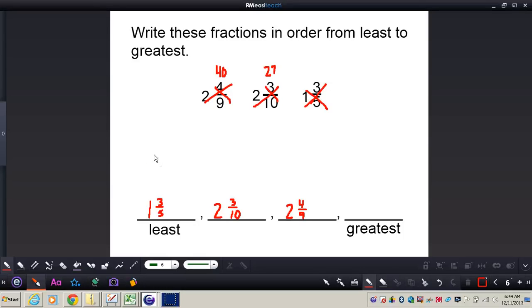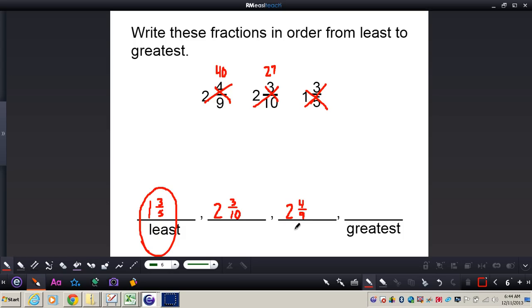Okay, so here are the answers for this final problem. We have 1 3/5. We knew that one right away because it had a whole number of 1, so we knew right away that was going to be the least. And then from there we had 2 and 4/9 and 2 and 3/10. Now the whole numbers were equal, so what we did was a superhero crisscross and multiplied 4 times 10. That gave me 40. 9 times 3 is 27. The 40 was greater than the 27, so that means our 2 and 3/10 was the next number, and then finally 2 and 4/9 was the greatest mixed number.